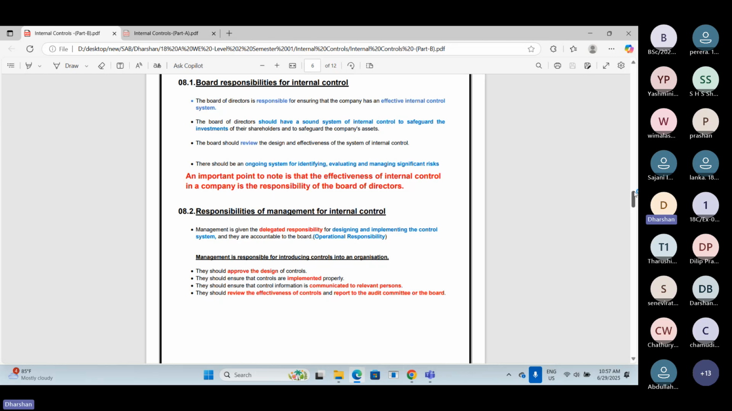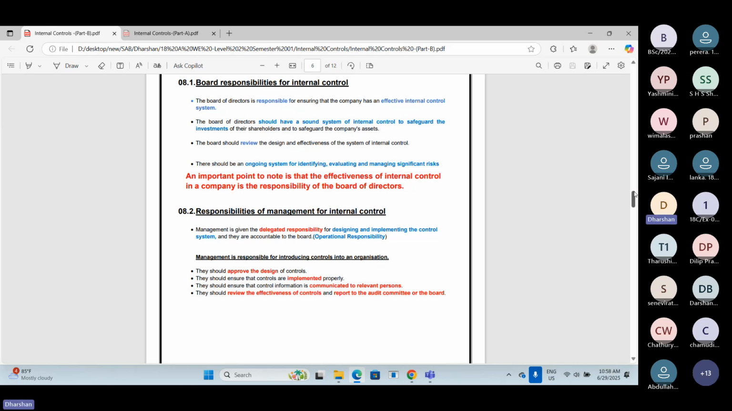Directors will say, we want this output. In order to get this output, these are the things we should implement. Those decisions, those solutions or strategies they will give. And management should implement those things. Management should implement those actions.